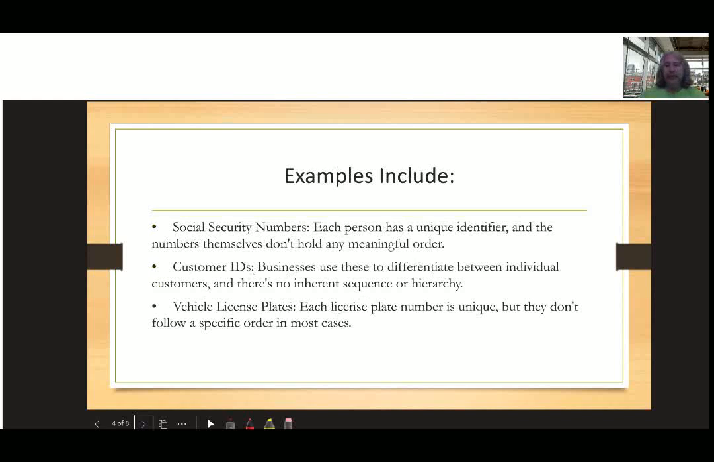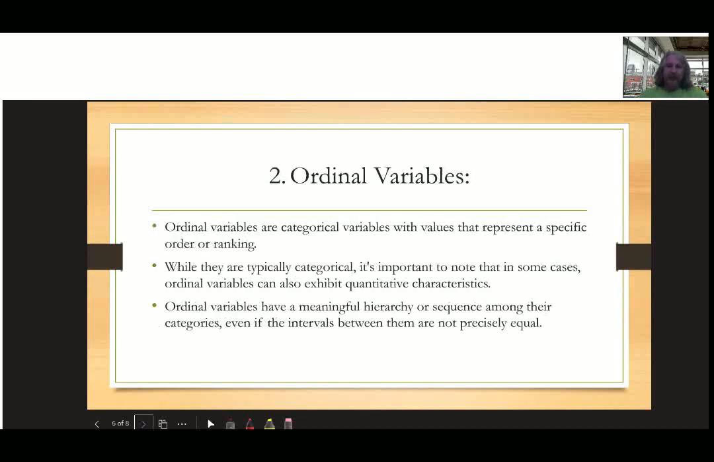Customer ID, business ID, all again, they just tell me who you are, but they don't really give me any information. I can't tell if your customer ID is 725, what that would be different from customer 732. There's no meaning in the number, it's just an identifier. Same with license plates. And a double slide there.